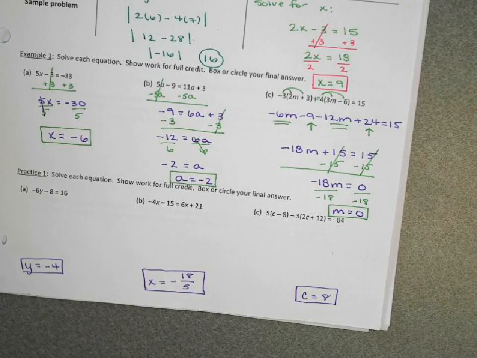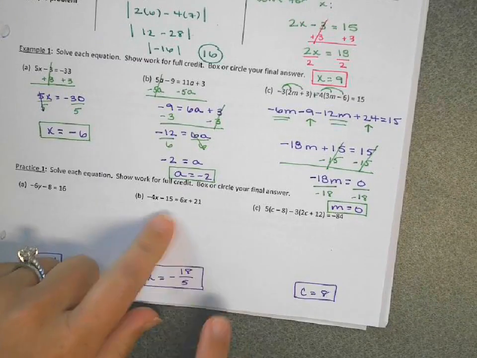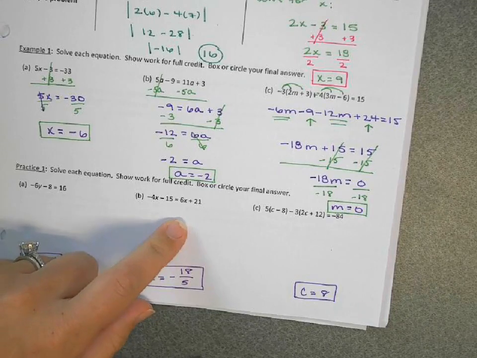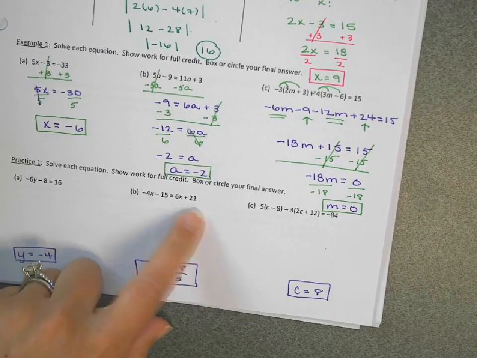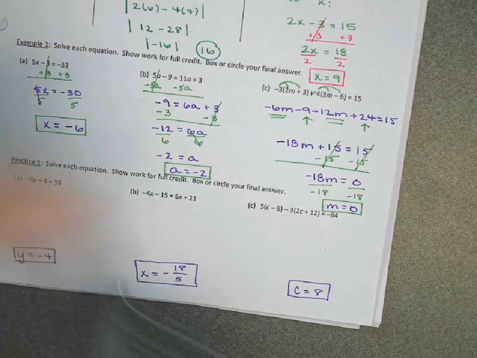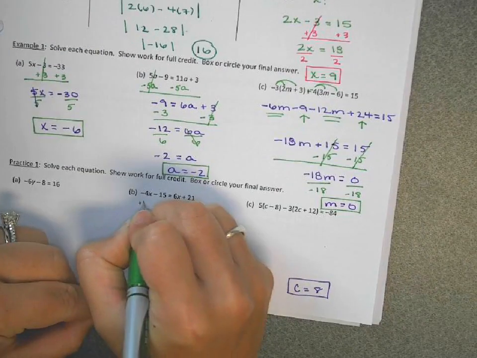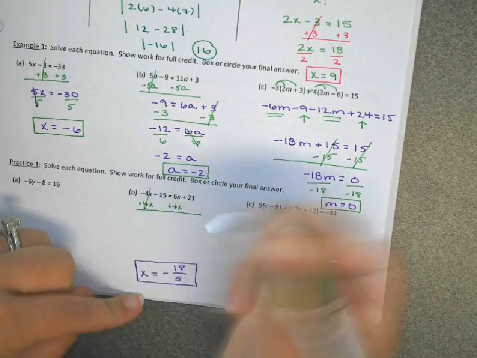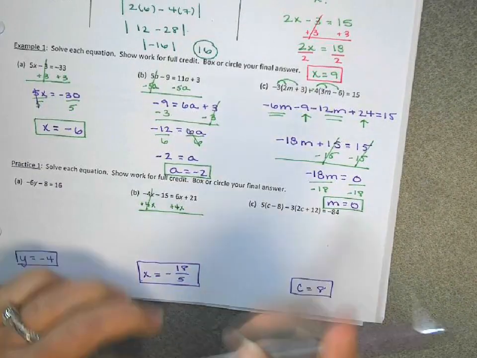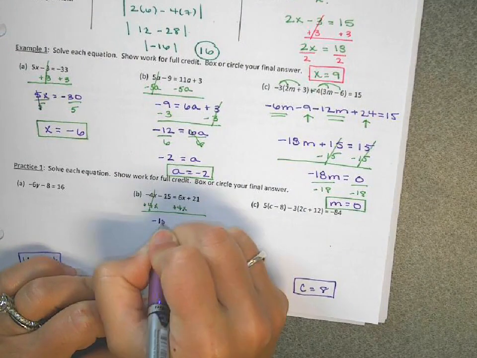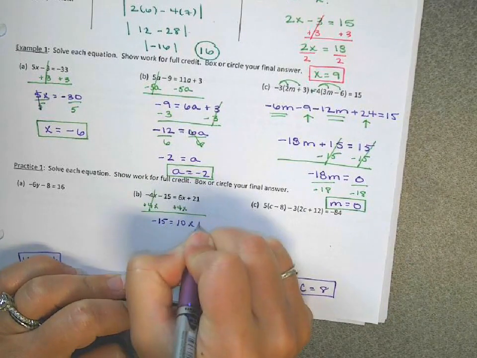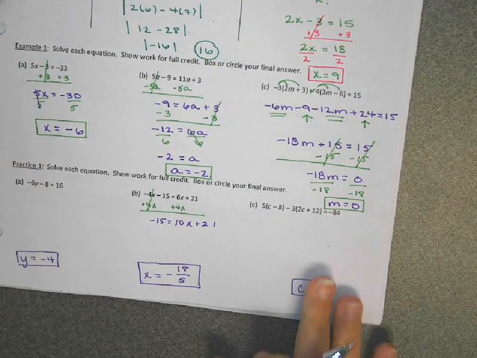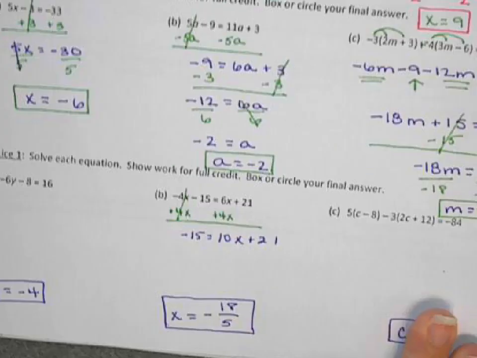The first thing that we're going to do, what was the first thing you guys did? You added 4x to both sides? Okay, so we'll do that. I'm asking you because I want you to have a better chance to see where you went wrong. So add the 4x on both sides. Negative 15 equals 10x plus 21. And then what did you do? Subtract the 21.